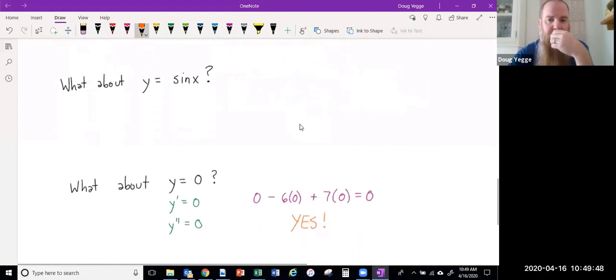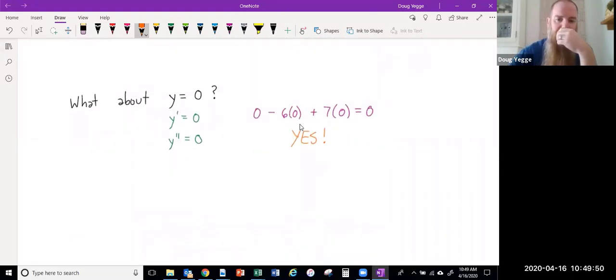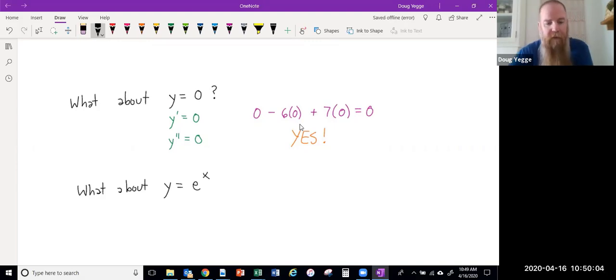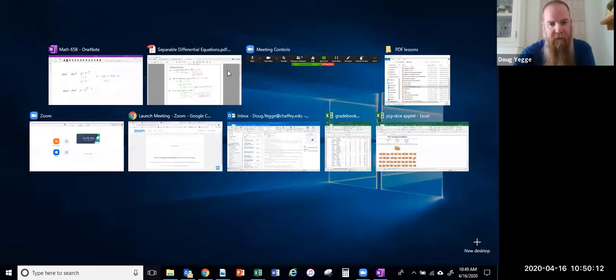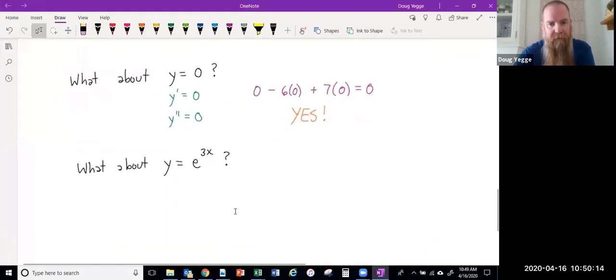I'm going to give you one more here. What about y equals e to the x, or make it e to the 3x? And how about y equals e to the 7x?